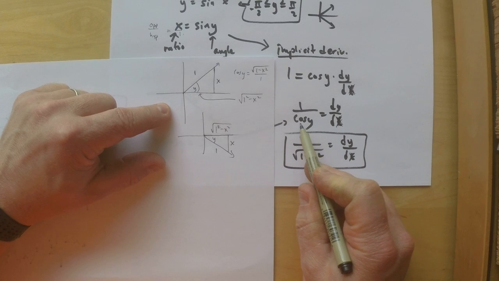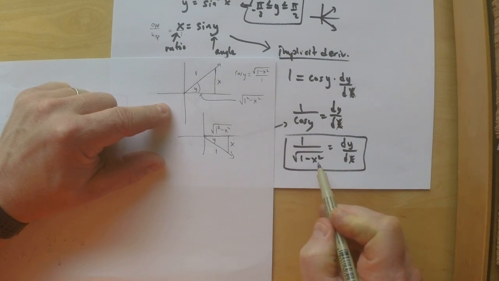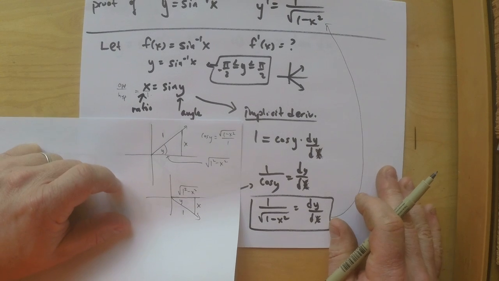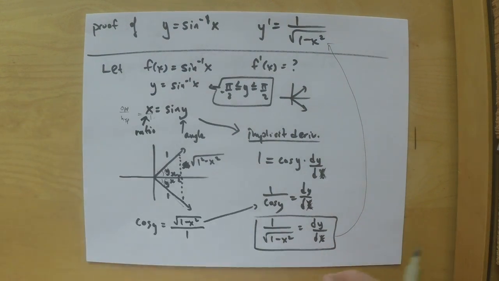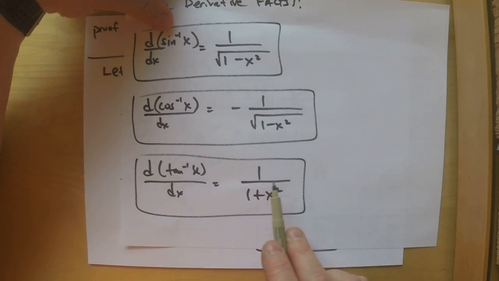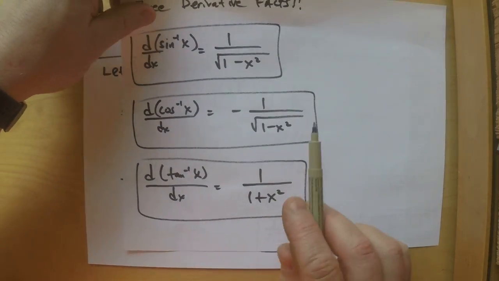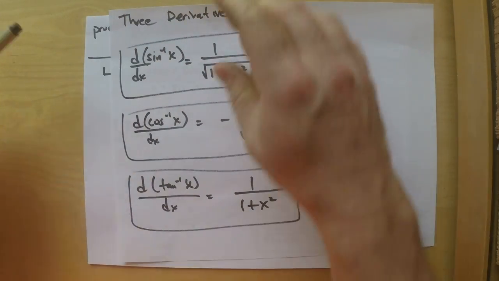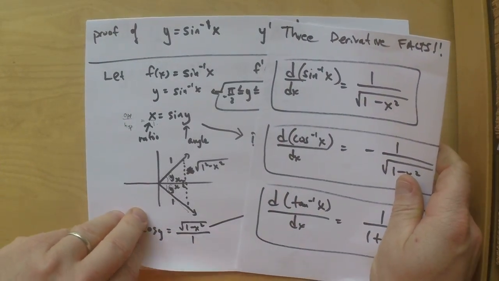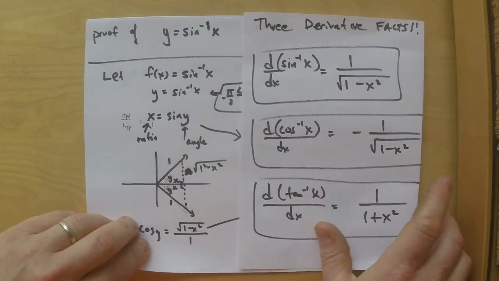So hence I can replace cosine y with square root of 1 minus x squared, and hence that's why that is the derivative of arc sine. So similarly, you can do the same thing for arc cos to get this, and arc tan to get that. Now, keeping these in the back pocket, so I'll fold it over. Now we're just going to take a few derivatives using these last few derivative knowledge facts.